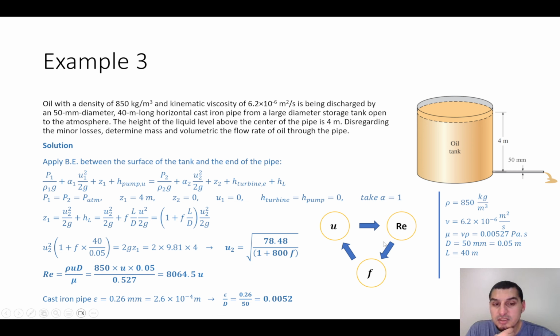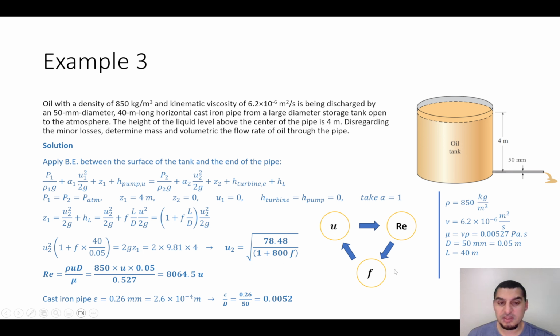If we break the loop at one point, we can get numbers. If I have a value of f, then I can calculate the velocity. Or if I know Reynolds number, I can calculate the friction factor and then the velocity. So this is what I mean: if you have a number, the loop will be broken. So what we do is we assume a value of any of these parameters, let's say the velocity, the friction factor, or Reynolds number, and then we do the calculations.